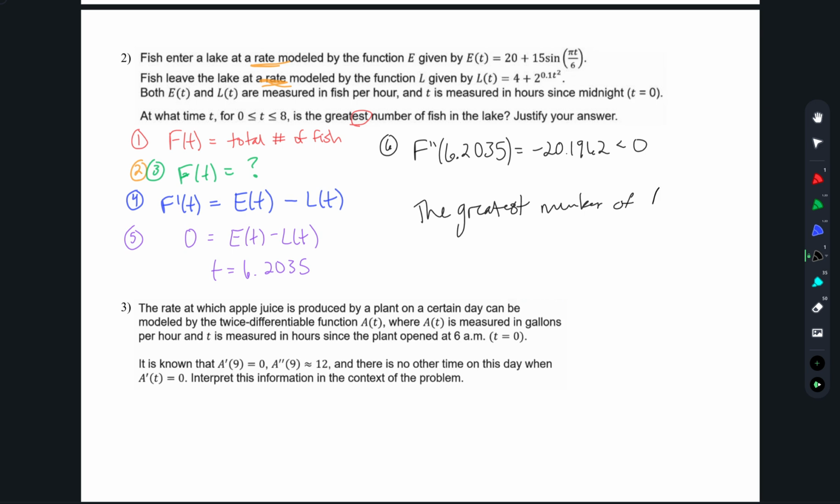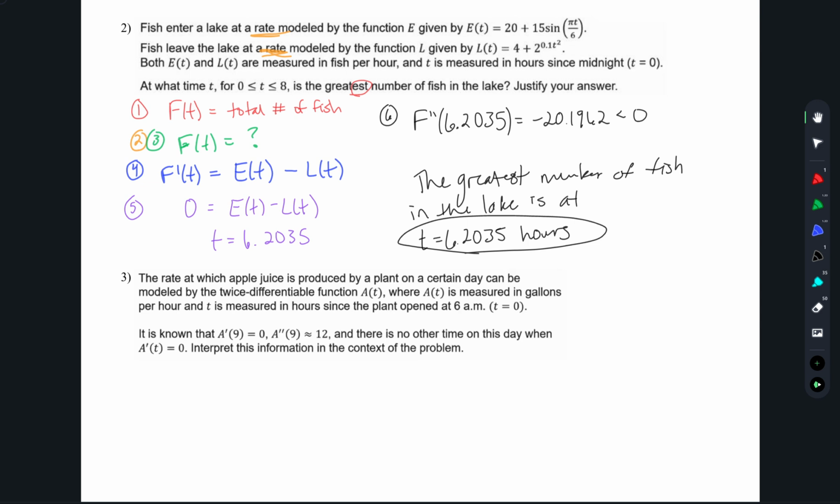The greatest number of fish in the lake is at t equals 6.2035. That looks like an F. Wait, what was the time on it? Hours, right? Okay, then the last but not least.